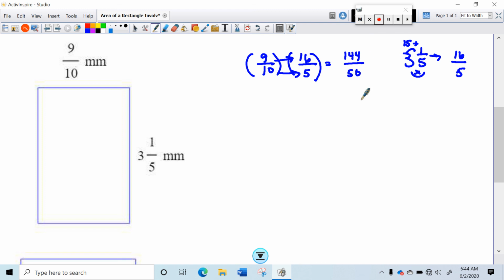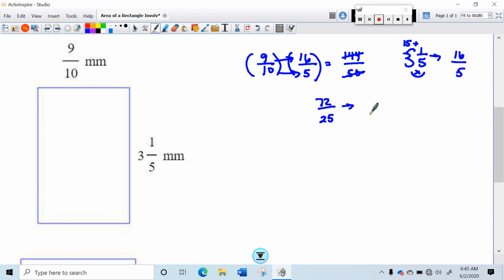To change that back into a mixed number, you keep the same denominator. Actually, let's go ahead and simplify that first. See how they're both even numbers? If they're both even numbers, you can cut them in half. So half of 144 is 72. And half of 50 is 25. It makes it easier.